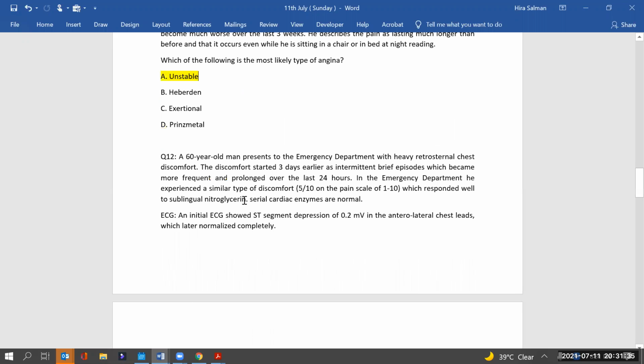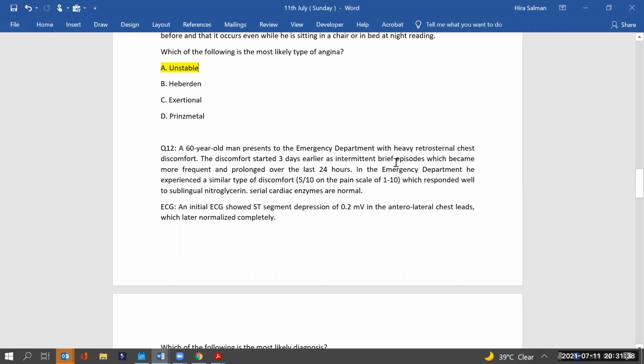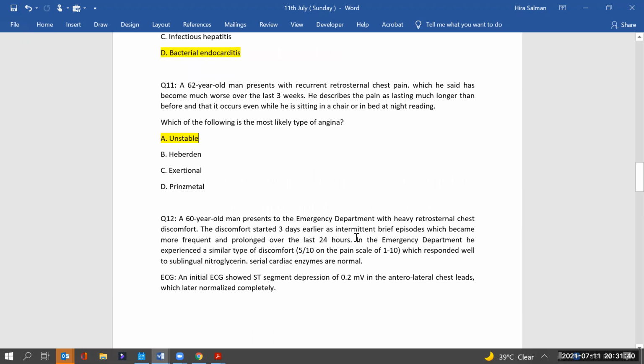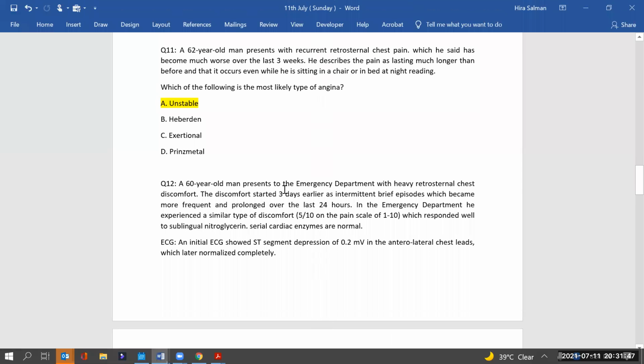Now this one: a 60-year-old man presents to the emergency department with heavy retrosternal chest discomfort. The discomfort started 3 days earlier as intermittent brief episodes, which became more frequent and prolonged over the last 24 hours. In the emergency department, he experienced a similar discomfort, 5 out of 10 on the pain scale of 1 to 10, which responded well to sublingual nitroglycerin. Serial cardiac enzymes are normal.